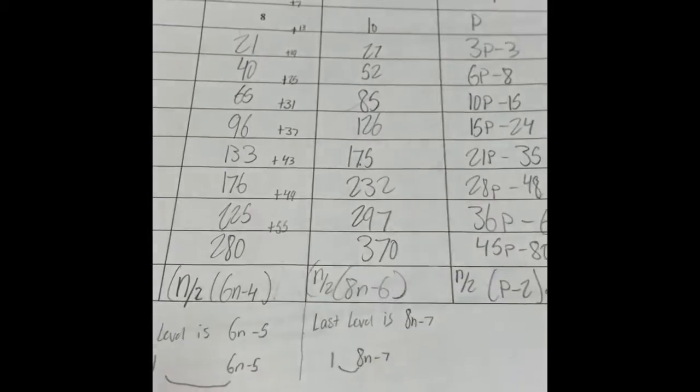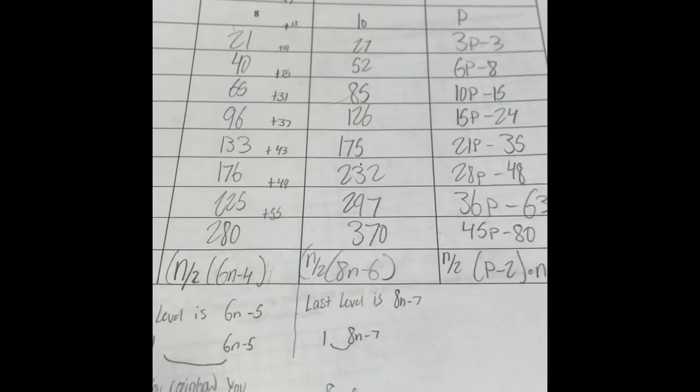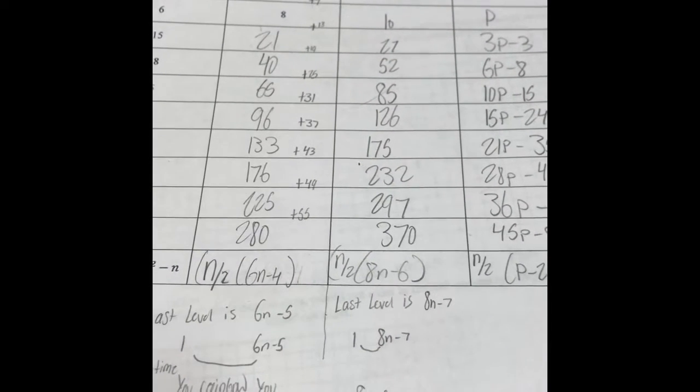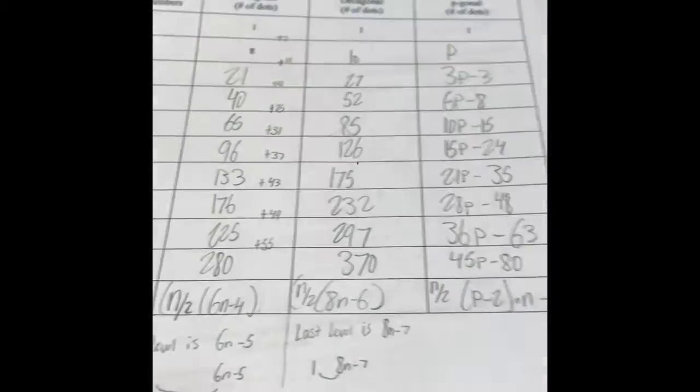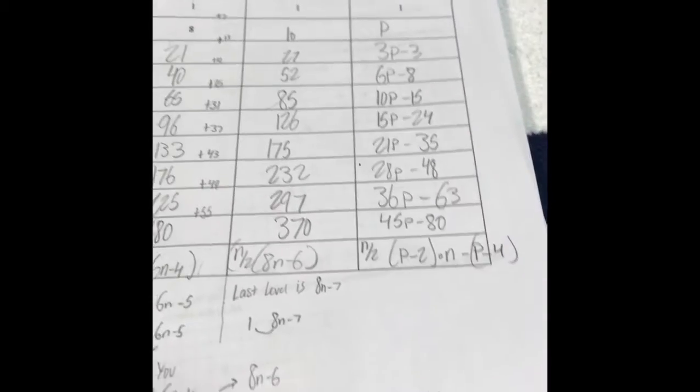So let's look at octagonal. It's 6n minus 4. 6 is the number of sides minus 2, so 8 minus 2. That's where we get our p minus 2. Then we multiply by the n. So that's going to be 6n. And then we do p minus 4.